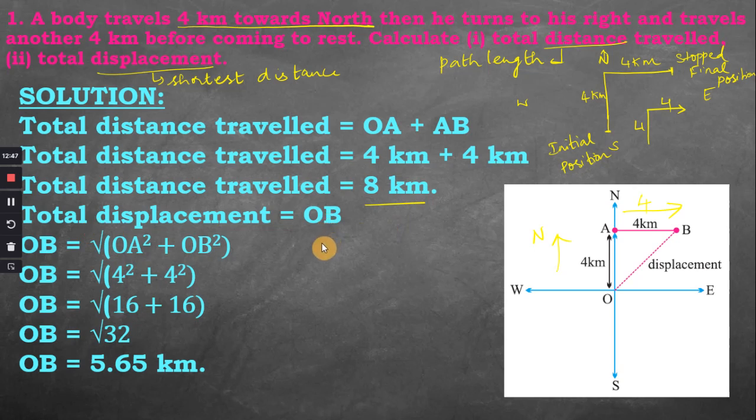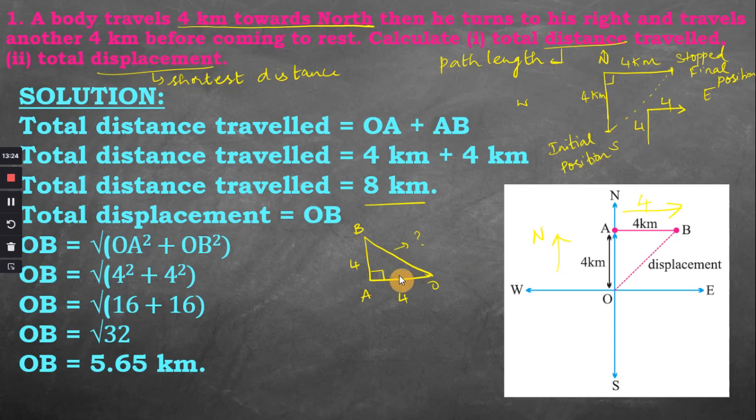What is the displacement? Here the displacement is the shortest distance between the initial and final point. So what is the shortest distance? This is the shortest distance. Now can I say I have a right angle triangle? Yes. So I am just redrawing the right angle triangle here. I have a right angle triangle here. I am just naming it A, O and B. So this is going to be 4 kilometers, this is going to be 4 kilometers, and this is what we need to find out, the shortest distance.